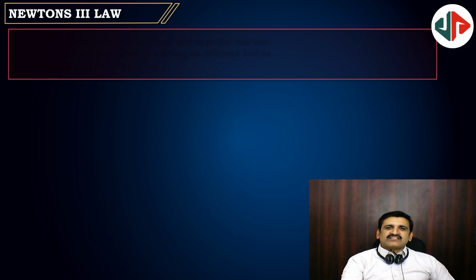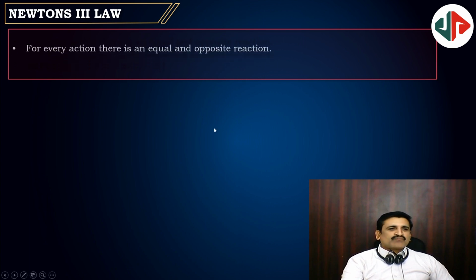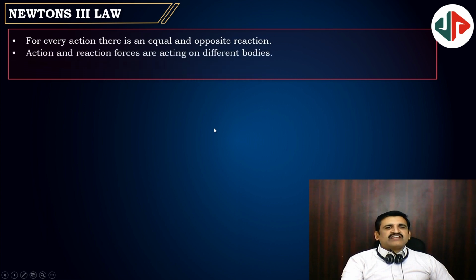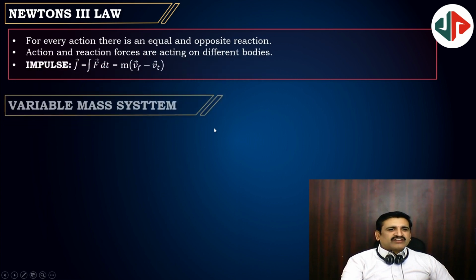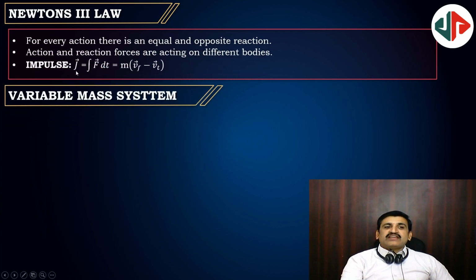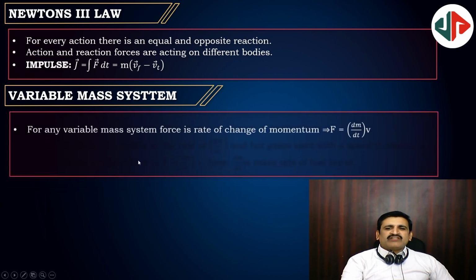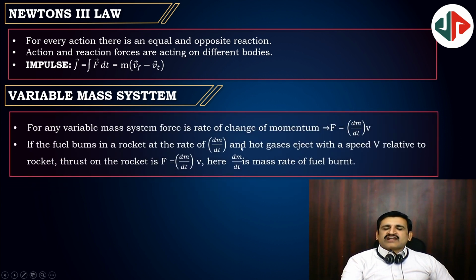This is one of the reasons. Of course, the other reason is one is a real force and one is a fictitious force. Okay. Next, for every action there is an equal and opposite reaction, whatever we discussed. And impulse, J, that is integral F dt, which is nothing but change in momentum, mv final minus mv initial. Variable mass system formula, anyway we have discussed it. So force acting, if velocity is constant, F equal to dm by dt into v.